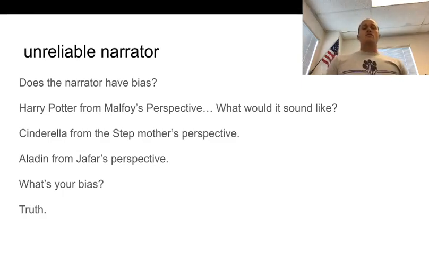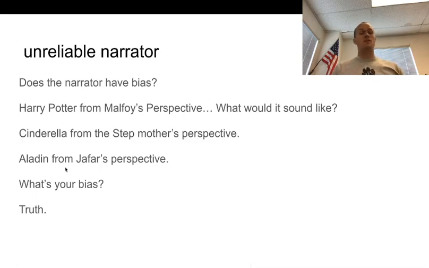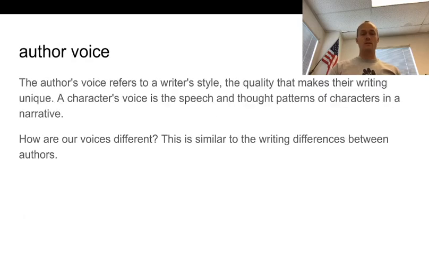A narrator is unreliable when they have bias, when you're less likely to get the truth from them. Examples, if you were to read the story of Aladdin from Jafar's perspective, or Cinderella from the stepmother's perspective, Harry Potter from Malfoy's perspective, what would it sound like? Would it be different? That's where you would see an unreliable or hear an unreliable narrator.